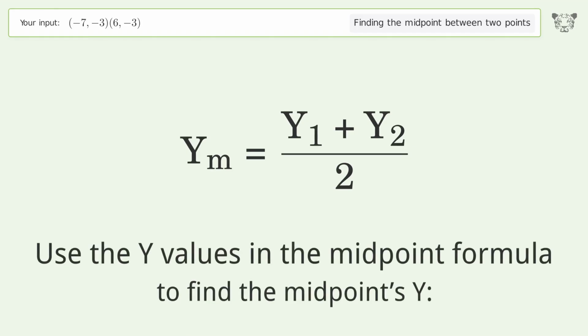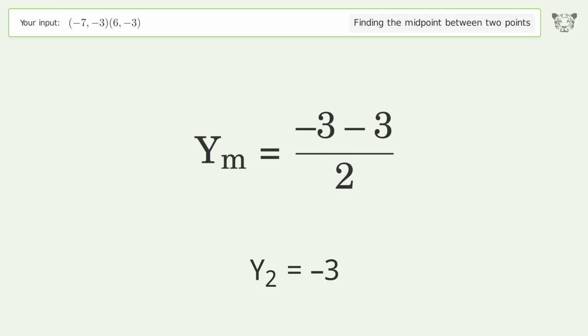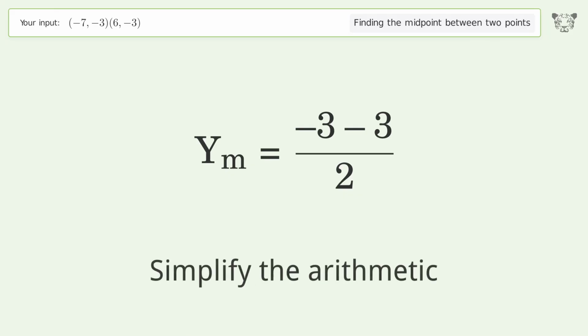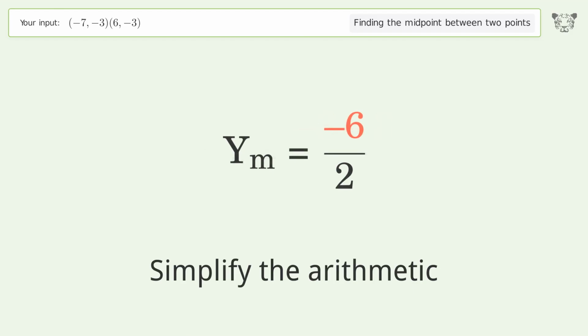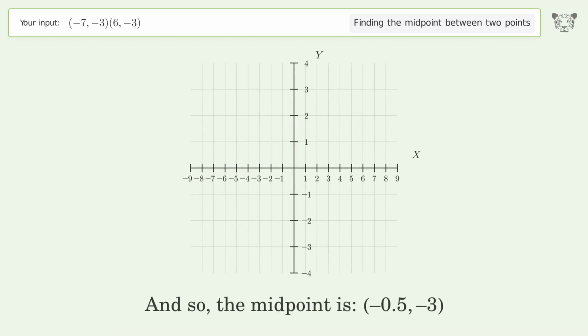Use the y values in the midpoint formula to find the midpoints y. y1 equals -3. y2 equals -3. Simplify the arithmetic. And so, the midpoint is -0.5, -3.